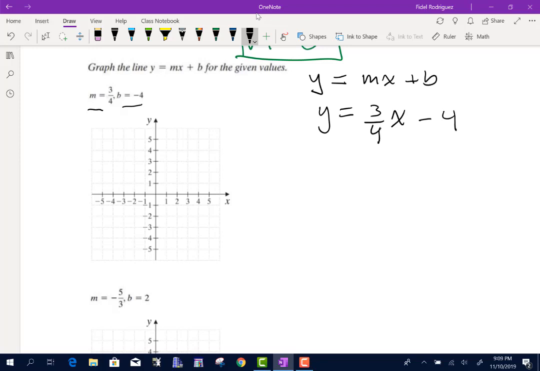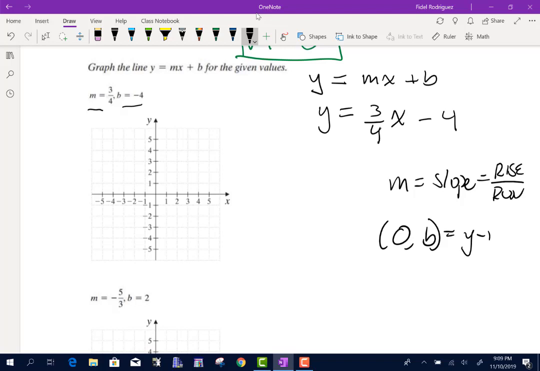Okay. So let's think about what this is telling us now. When we're doing this here, the m is our slope, right? Which we were calling the rise over the run. Okay. Guys, the point 0 and b is going to be our y-intercept. Okay, we were talking about y-intercepts in 7.2. So in this case here, we already know what our m is. We know our m is 3/4, and we know our b is a -4.